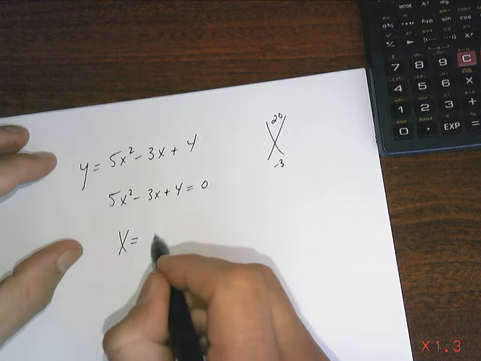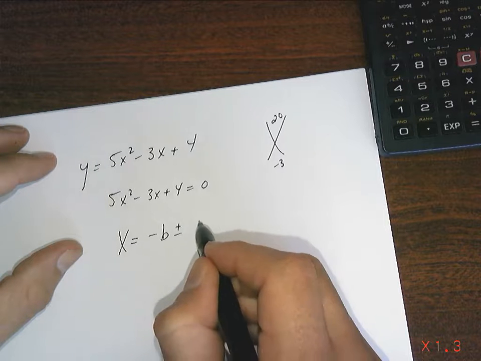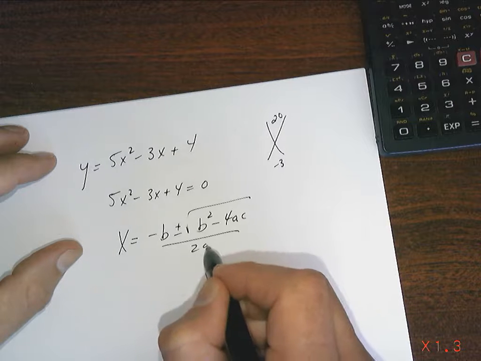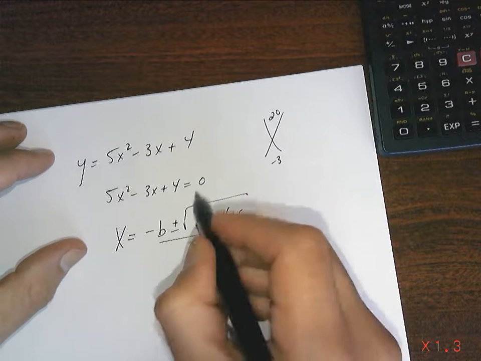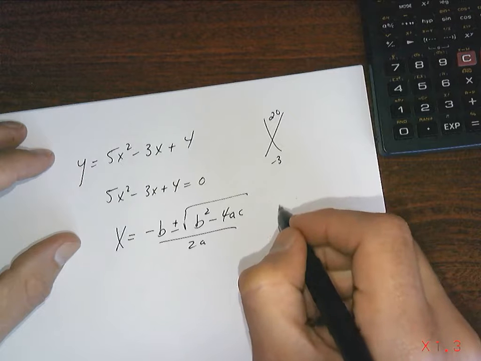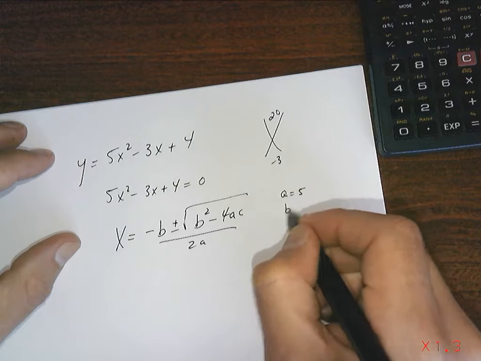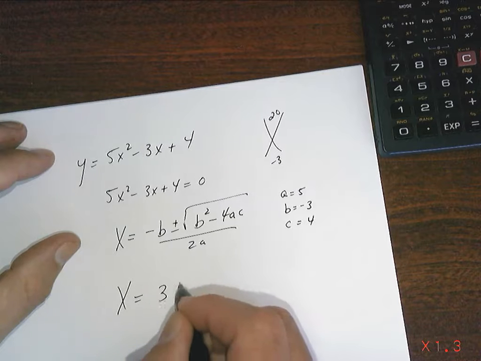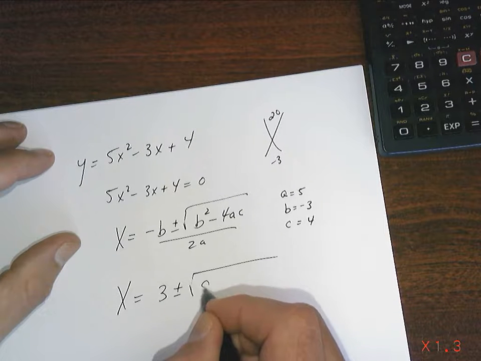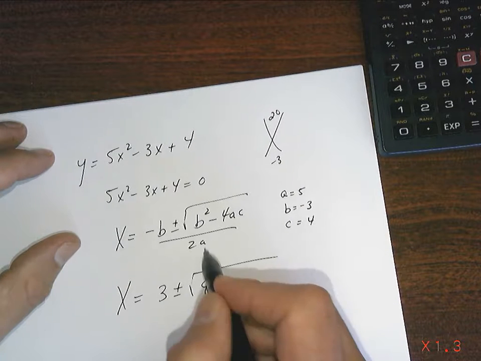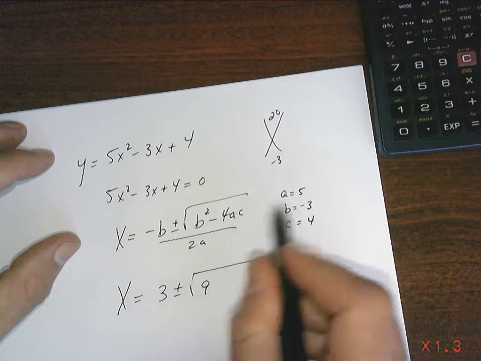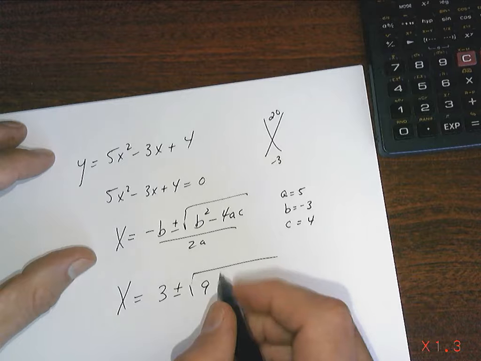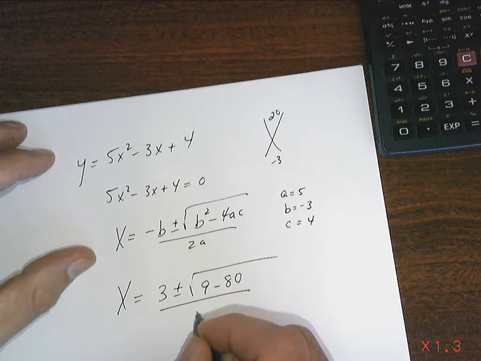So it's going to be x equals negative b plus or minus the square root of b squared minus 4ac, over top of 2a. Make sure that line goes all the way across. So my a value is 5, my b value is negative 3, and my c value is 4. So it's going to be x equals 3 plus or minus the square root of 9, because negative 3 times negative 3 is positive 9. It's squared. Minus 4, times 5, which is 20, times 4, which is 80. So that's actually going to be negative 80 over top of 10.